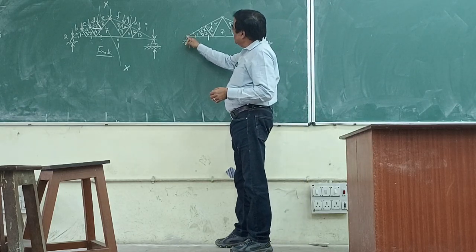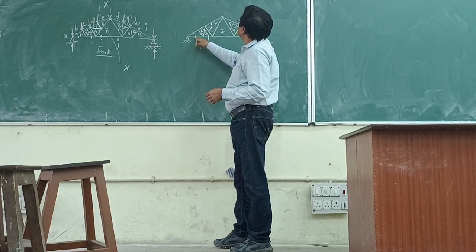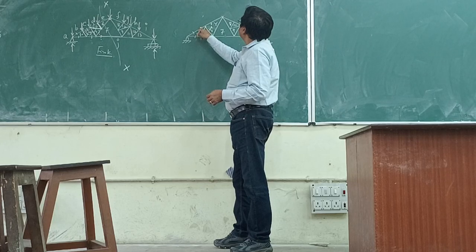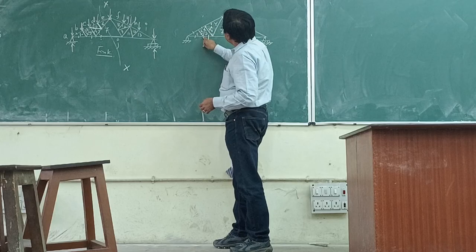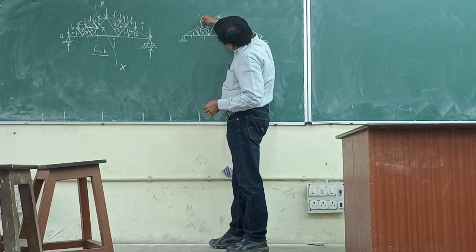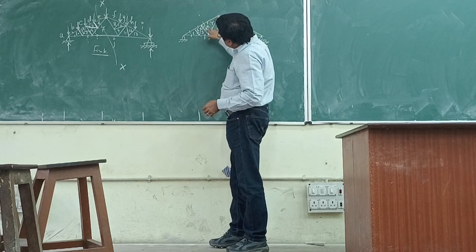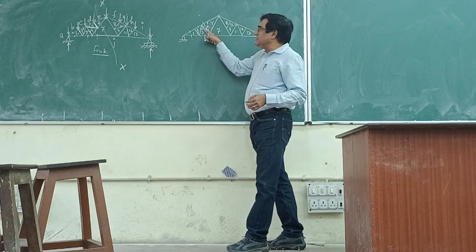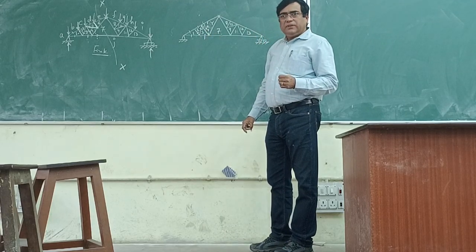I'll again come from here. You can solve two bar forces. If you come here, you can solve two bar forces. If you go there, you can solve these two bar forces, which means the vector space X you can solve. Am I clear?